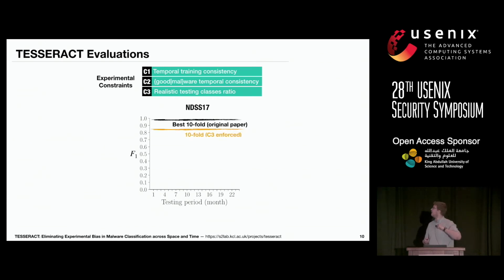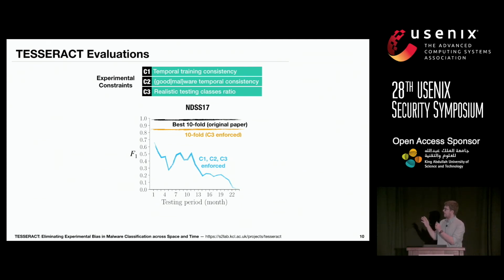If we enforce the spatial constraint, so we put the right percentage of malware in the testing set, there is already a drop in the tenfold performance. So the right tenfold is the one where C3 is enforced, and it estimates the performance of the classifier in absence of concept drift, so it's kind of an upper bound on the performance of the classifier. And TESSERACT plots allow you to evaluate the performance over time.